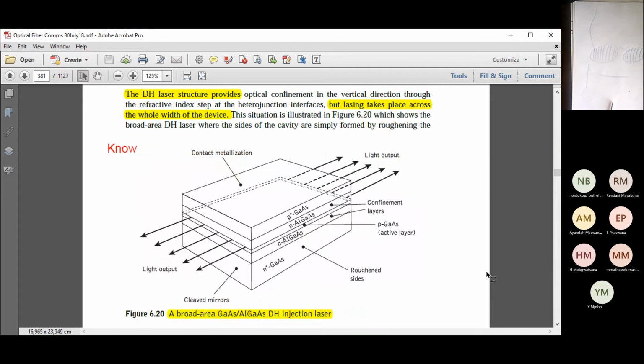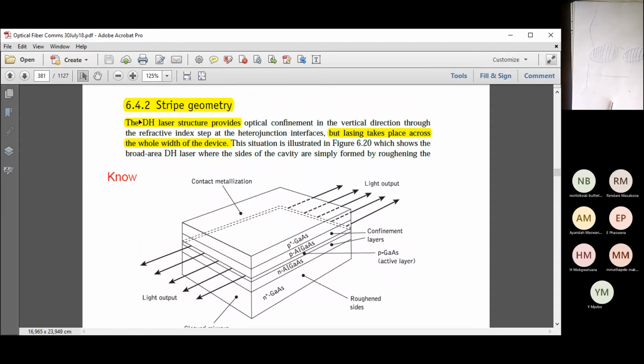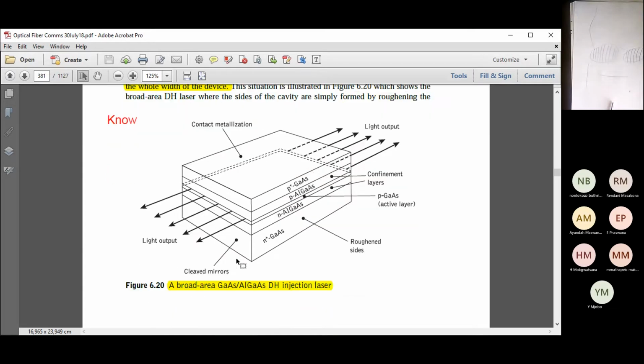Then you must know this one. This is a stripe DH laser. The stripe DH laser is a laser diode. It's got a Fabry-Perot chamber there in the middle, and here it's not a dot where the light comes out. It's a line of output. It's a white line, and it's got a bit of an angle here. The light goes out that side as well as here. This is called a broad area DH injection laser. 1 mark for light output, 1 mark for cleave.